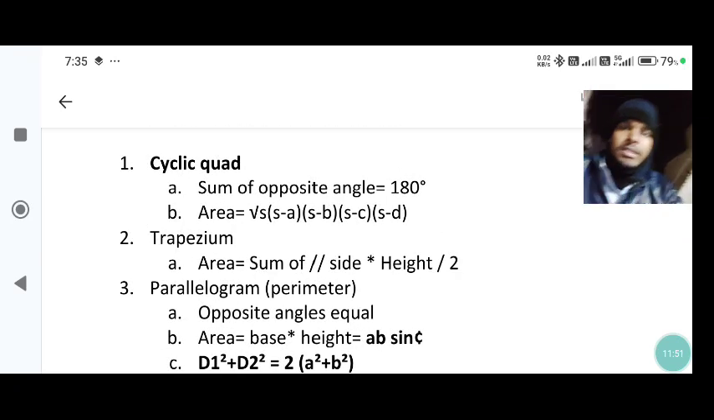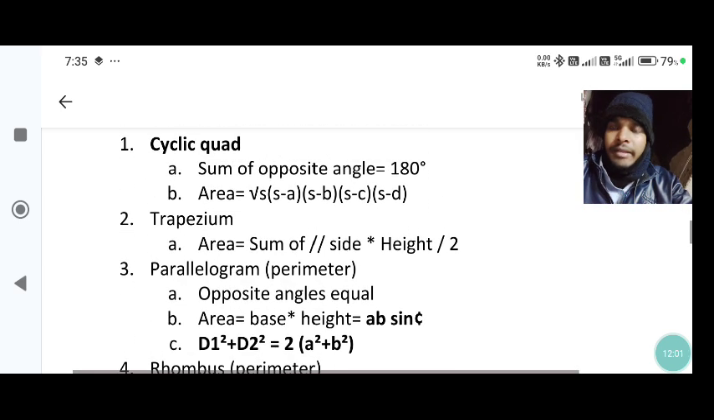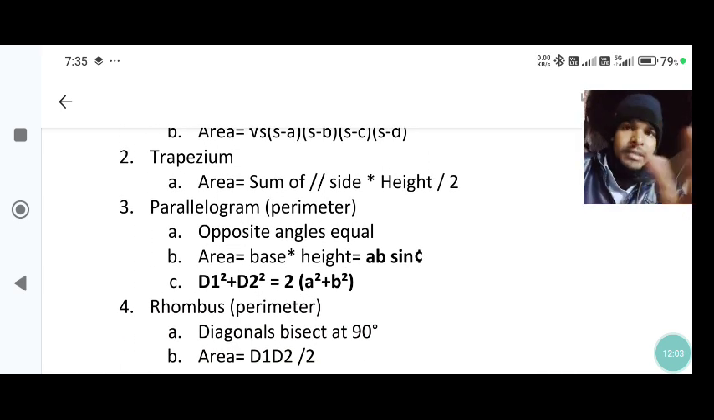So that's about the cyclic quadrilateral. We know that the opposite angle sum is 180 degrees, and the area of the cyclic quadrilateral we know by s. For a trapezium, the area of the trapezium will be sum of parallel sides into height divided by 2. It is divided by 2.